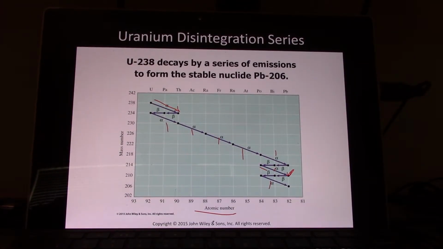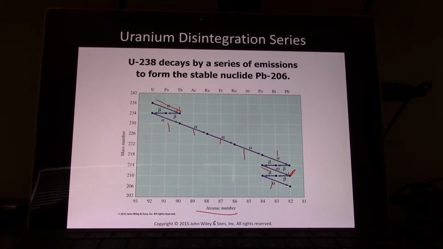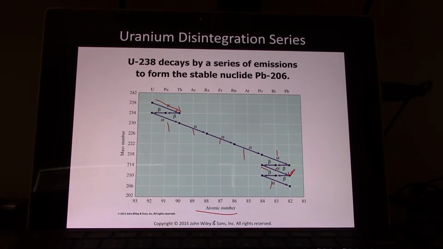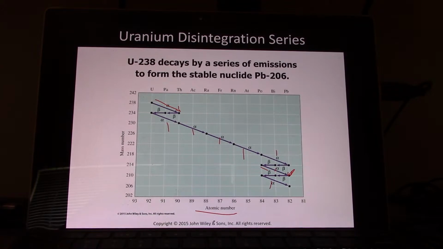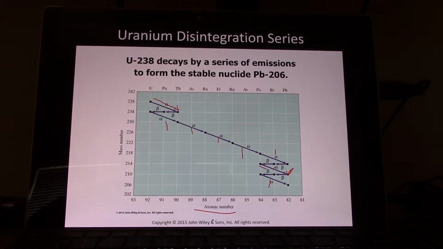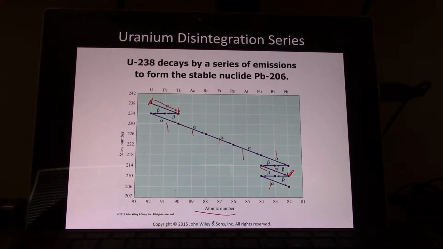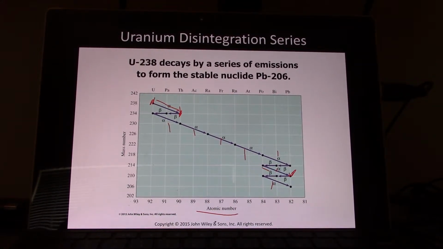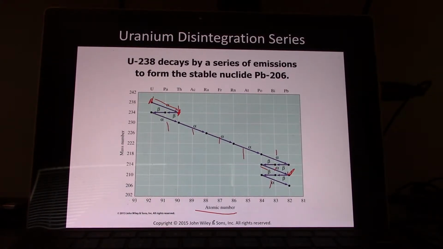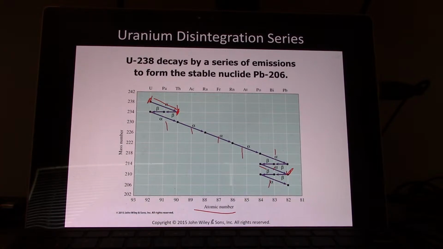If we look through the uranium disintegration series, we'll notice that uranium first loses an alpha particle, and then it goes through 2 beta decays, and then those 2 neutrons become protons. And so we look at the atomic number. It was at 92. It goes down to 90 because we lost an alpha particle, which is 2 protons and 2 neutrons. But now the proton number goes back up 2 because in those 2 beta decays, neutrons became protons.